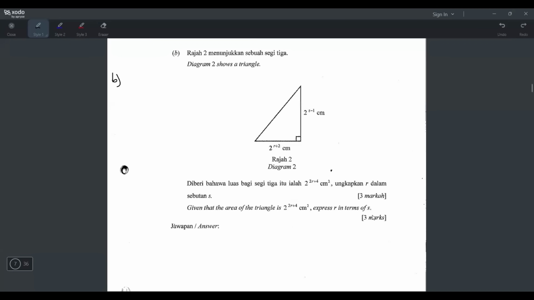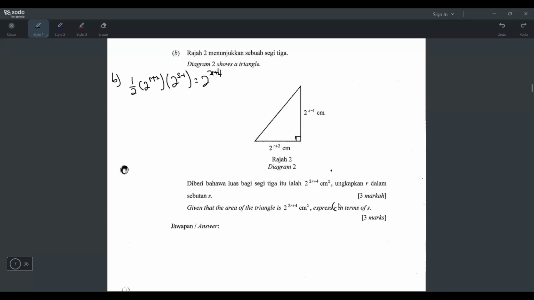in terms of s. Okay, to find the area of a right angle triangle, you can just do 1/2 times base times height. Because if the triangle has a 90 degree angle, you just find it using 1/2 times base times height. So 1/2 times base times height. The base is given 2 power r plus 2, and the height is also given 2 power s minus 1, and the area is given 2 power 2r plus 4, right?